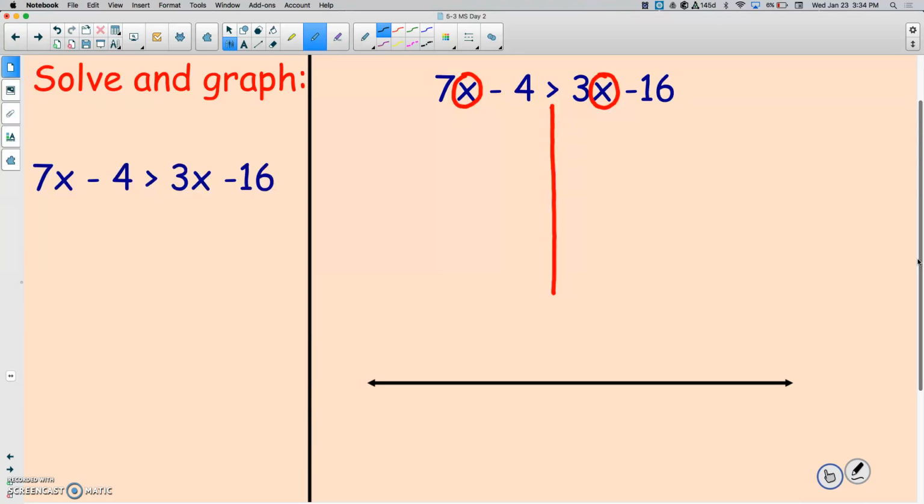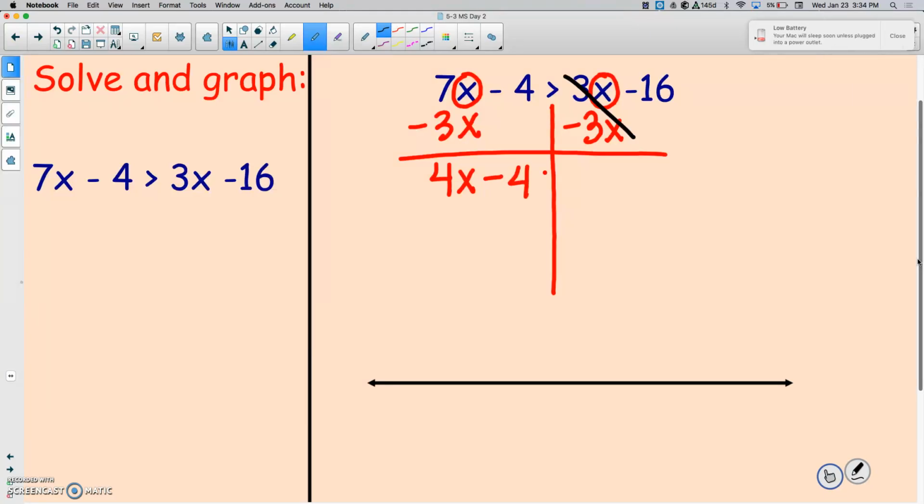So I have 7x and 3x. The smaller variable is 3x. Because it's a positive 3x, subtracting it is what would cancel it out. 3x minus 3x is 0, so it would be gone. Then on the left-hand side, 7x minus 3x leaves me with 4x. And then I bring down the minus 4 is greater than negative 16. This negative sign is on the 16, not on the 3x. Now I have just one variable left, and we need to work to isolate it.